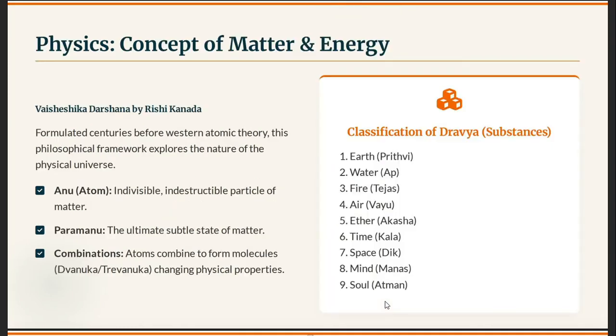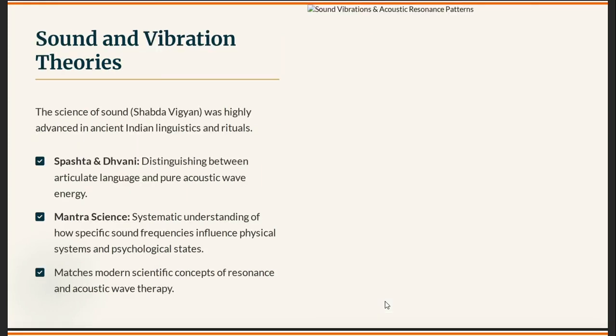The physics concepts: the Vaisheshika Darshana by Rishi Kanada, formulated centuries before Western atomic theory. This philosophical framework explores the nature of the physical universe: Anu, atom, the indivisible, indestructible particle of matter, and Paramanu, the ultimate subtle state of matter. Combinations: atoms combine to form molecules, Dvyanuka and Tryanuka, changing physical properties. So classifications of substances: earth, water, fire, air, ether, time, space, mind, and soul. So these are the nine classifications of physics.